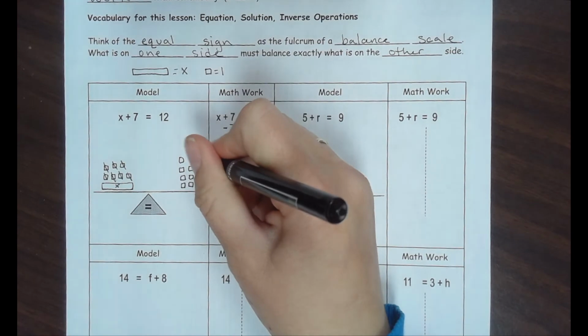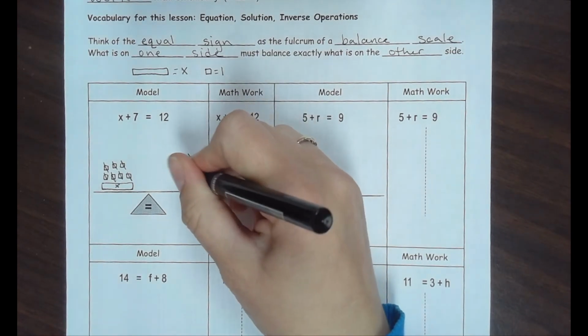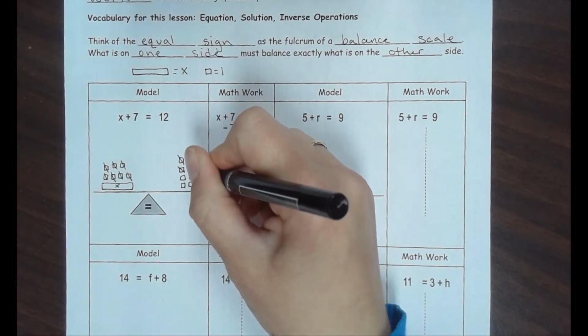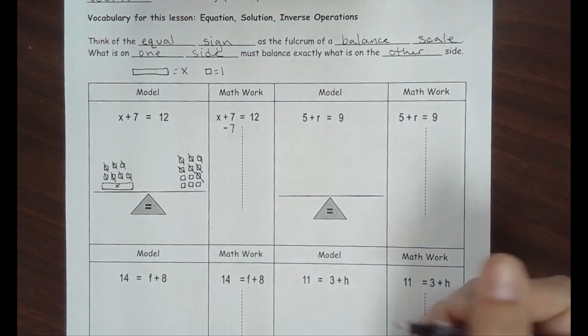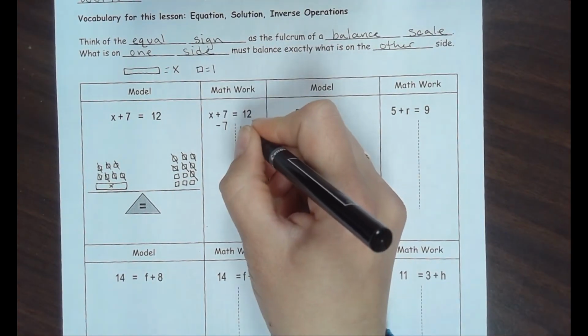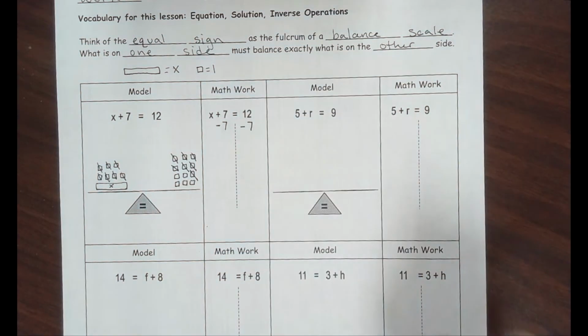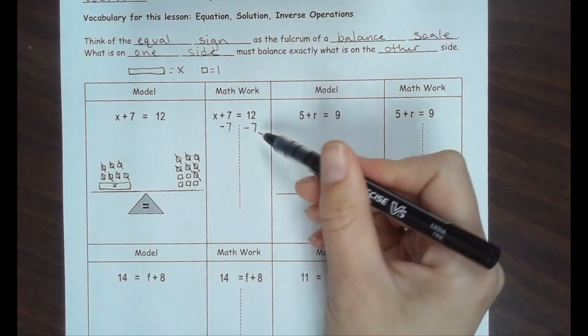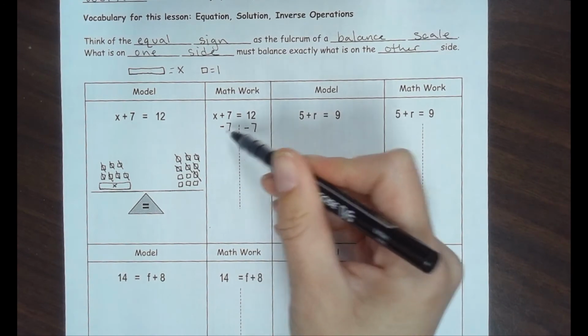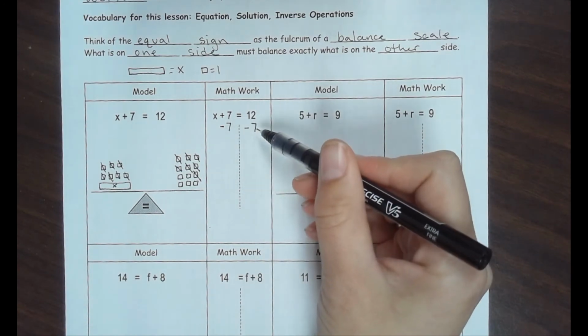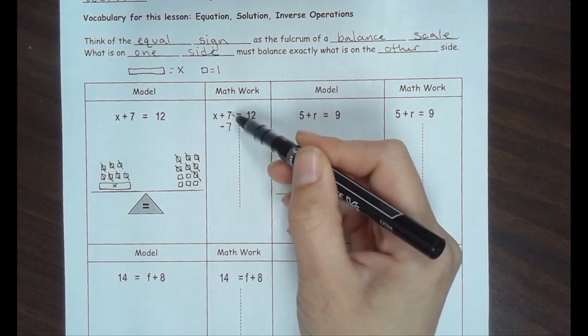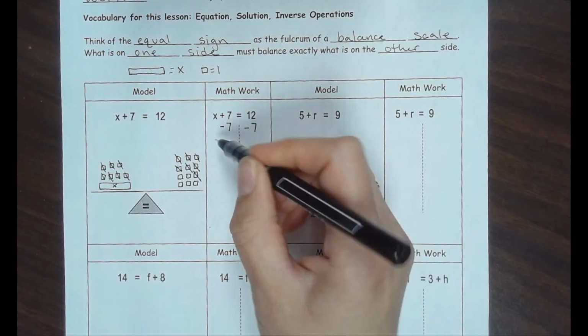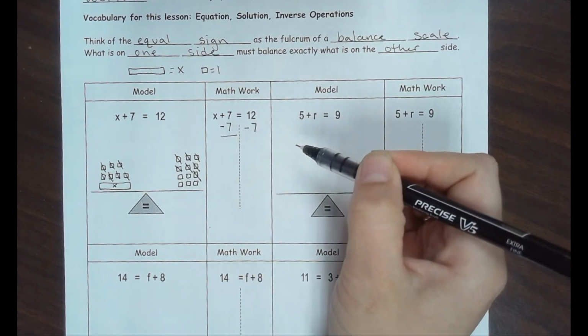So I'm going to take off 1, 2, 3, 4, 5, 6, 7 of these over here. So look over here, I'm showing my math work here as well. I took off 7. So this is what is called balancing equations. What you do to one side, you have to do to the other. Now here, if I had 7 squares and I took off 7 squares, how many squares are left on this side?